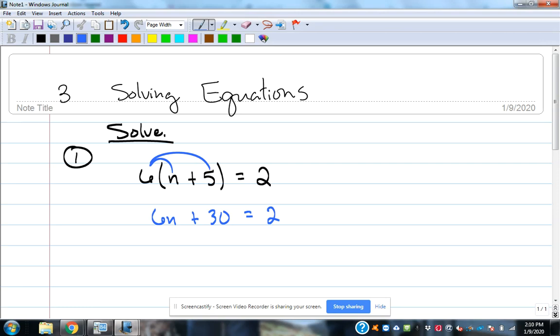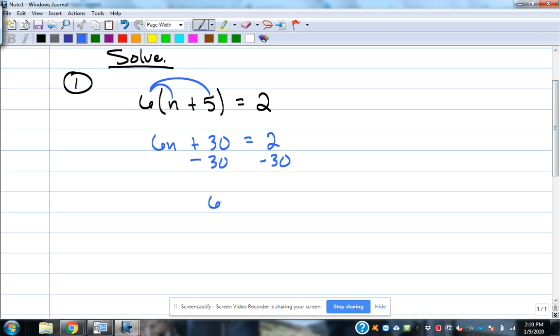Why move the 30 and not the 6n? And what about the 30 and the 2? They're alike. They're both just regular numbers, so they're like terms. So we're trying to get all the regular numbers over to one side and all the variables on the other side by themselves. So that's going to be 6n is equal to negative 28, right? Divide by 6. Now, 6 doesn't go into 28 evenly.